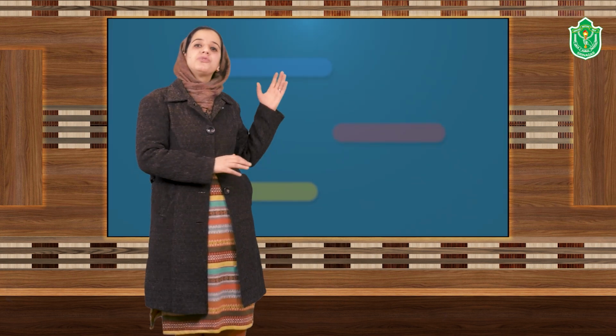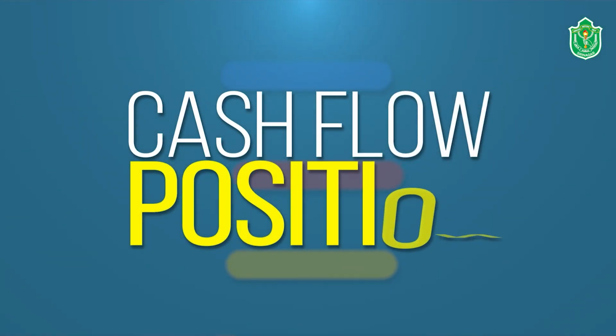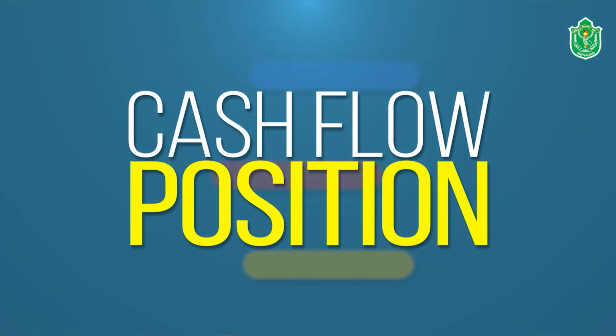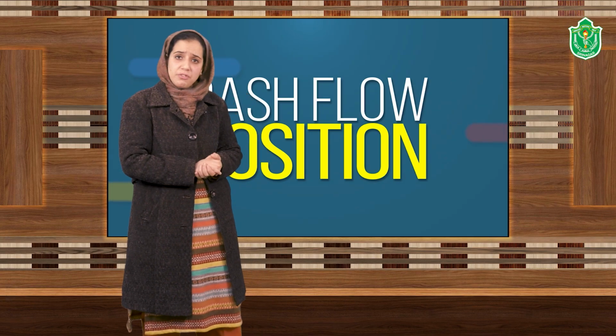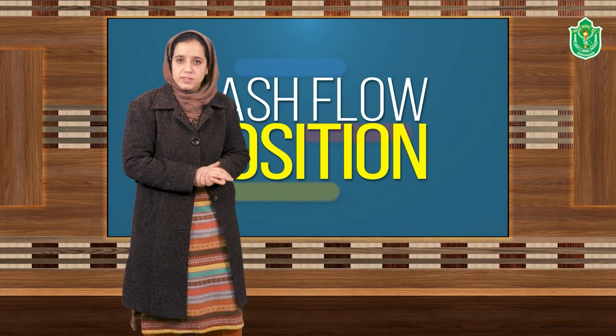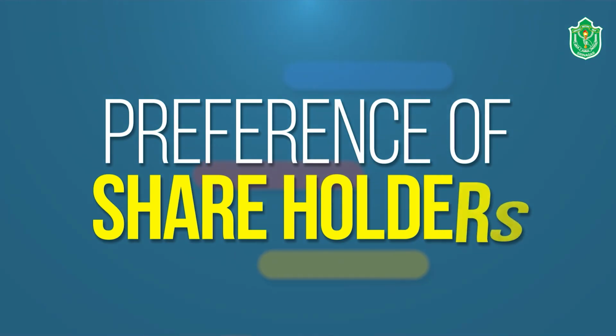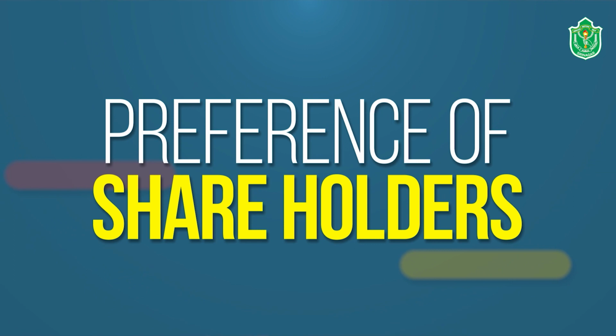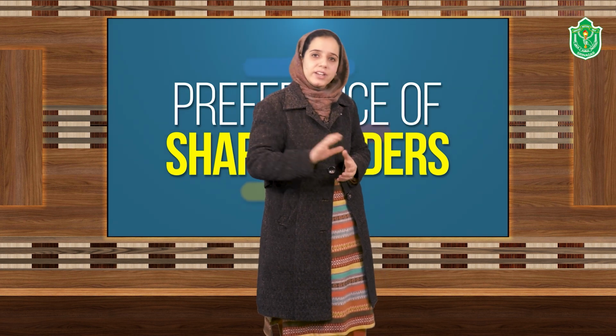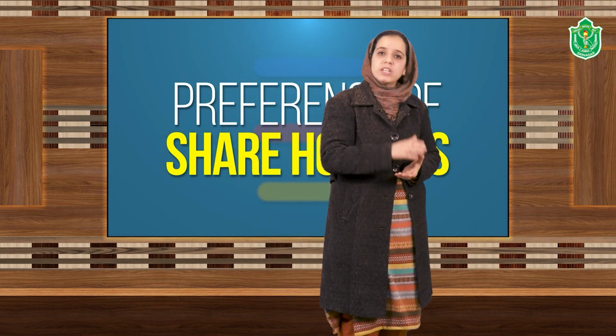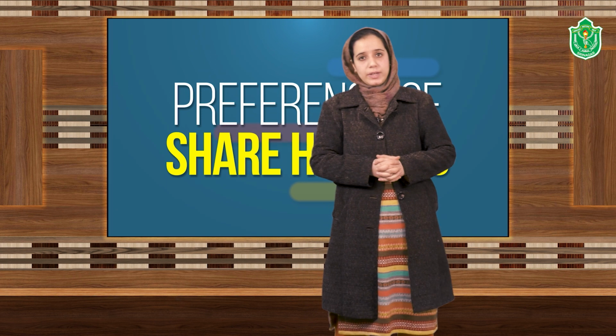Then cash flow position. When we declare dividend, there is an outflow of cash. So when the cash flow position of the firm is good enough, then they should declare dividends. Then the next is preference of shareholders. The preference of shareholders should also be taken into consideration. If the shareholders want dividend, then we should declare the dividends. If they want the company to retain, then we should retain the earnings.